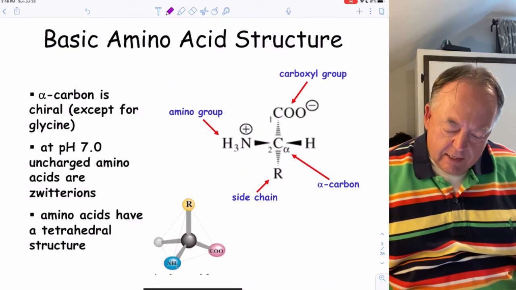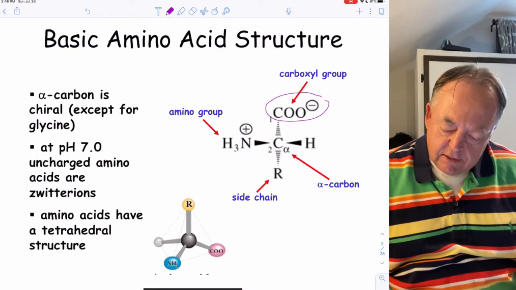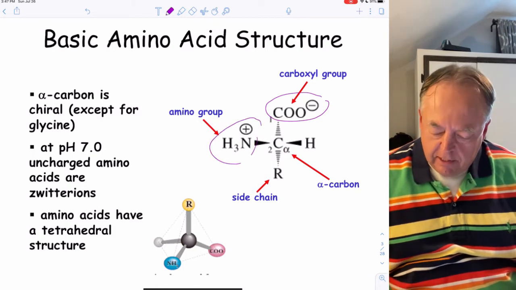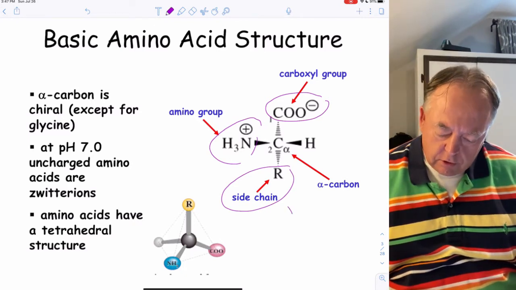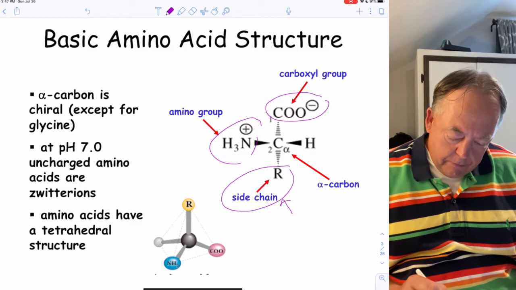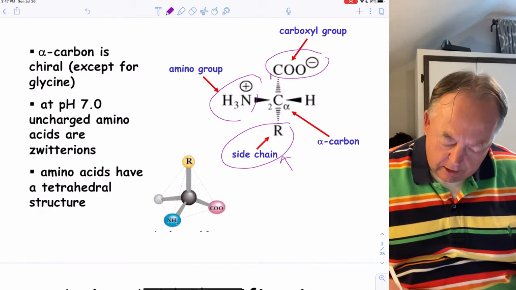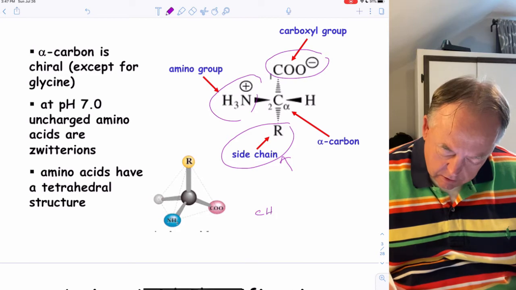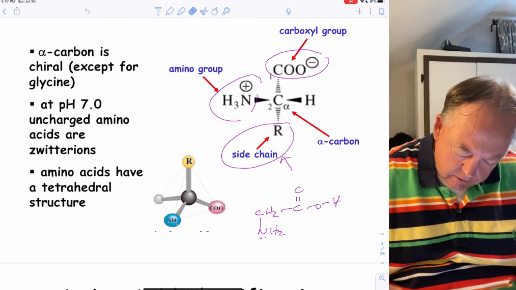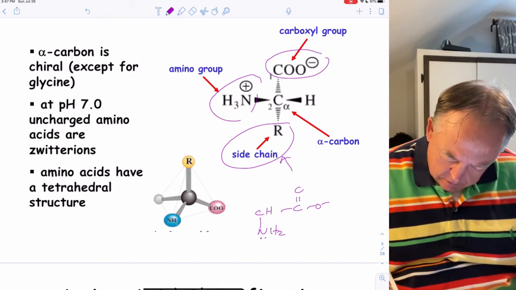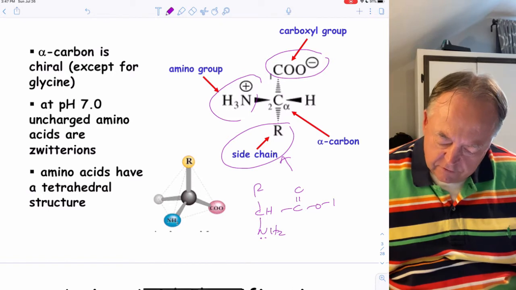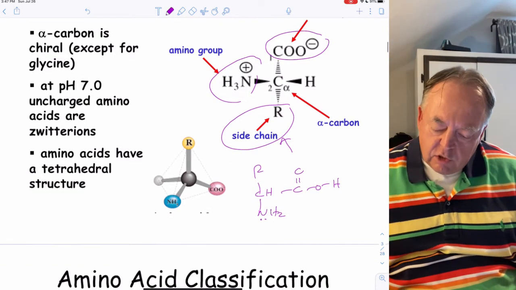Okay, so for the amino acids, you have a carboxylic acid, and on the alpha carbon you have an amine, and then the amino acids basically differ in what the R group, what the side chain is. At pH 7, amino acids exist in the zwitterionic form. So that's the basic structure of an amino acid. You have an R group on the alpha carbon that differs. That would be the amino acid in the non-zwitterionic form.